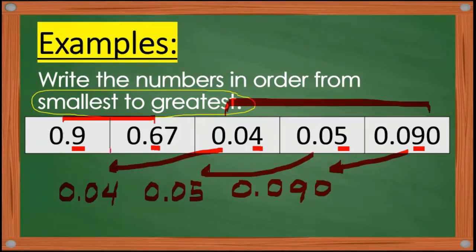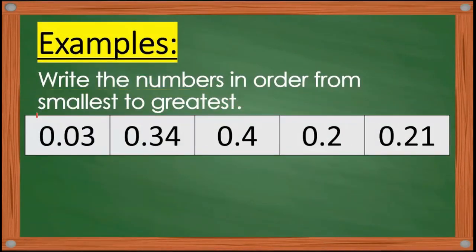May natira pa tayong dalawa. Alin ang mas mababa sa kanila? 0.9 o 0.67? So the answer is, anong mas mababa? Tingnan nyo yung value ng tenths. The answer is 0.67. And then last is 0.9. Next example. How about this one?